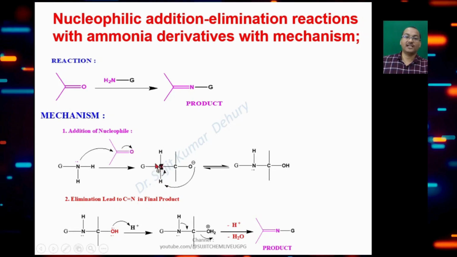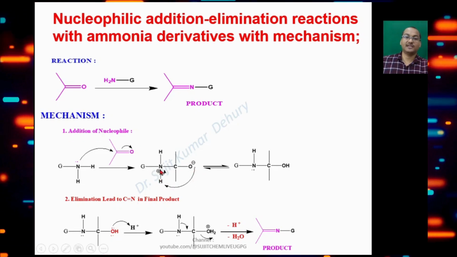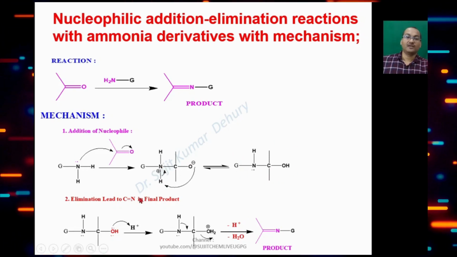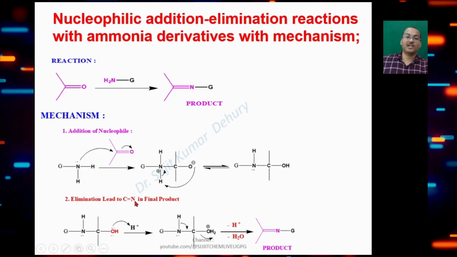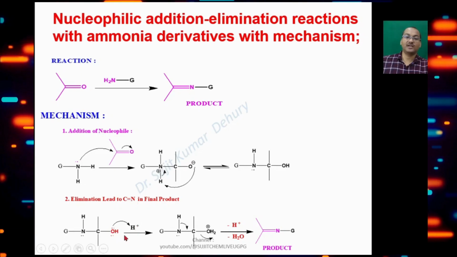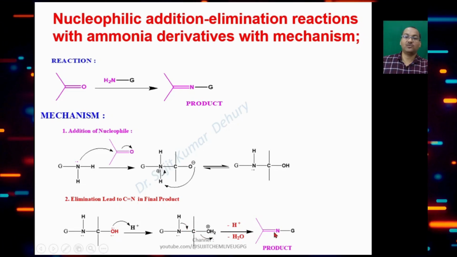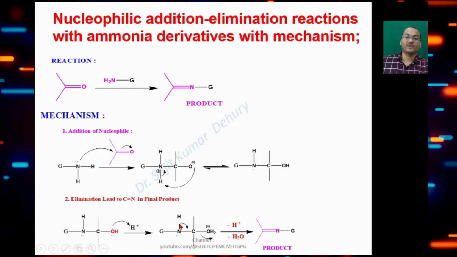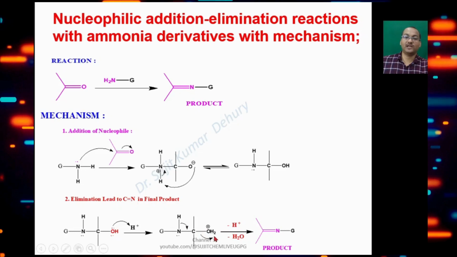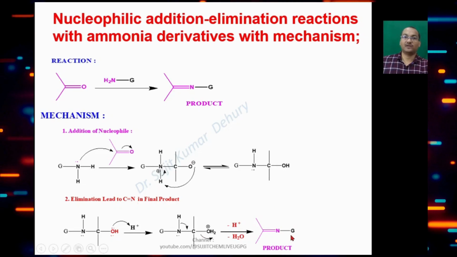As a result, you get this protonated species, and again this O minus will take this proton and this NH bond will break on N plus. So you get this hydroxy product. In the second step, elimination leads to C=N double bond in the final product. This oxygen lone pair will attack the H plus, so it becomes OH2 plus. Again in this step, elimination of water molecule leads to the C=N double bond. This NH bond will break here and this CO bond will break on O plus, giving rise to the final nucleophilic addition-elimination product.